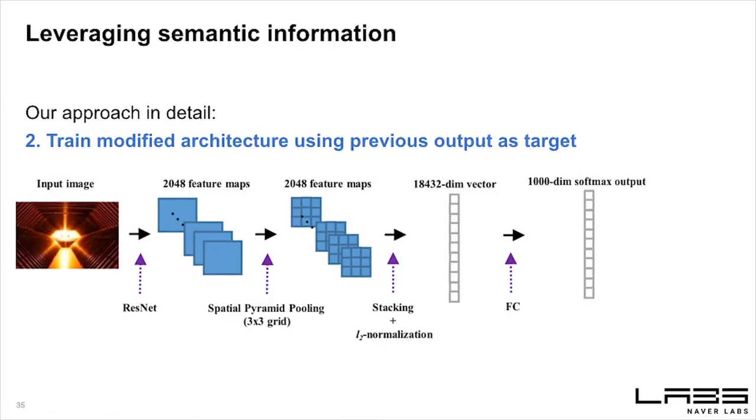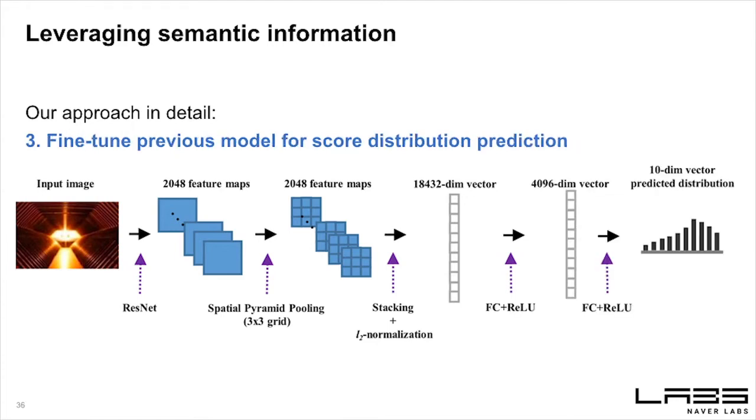So this is basically what I explained to you, but in graphical form. As I mentioned, you take input images, you get this 1,000-dimensional output, which uses softmax to get a distribution. So we train our network to solve this task, and then we also train it to solve our final aesthetic task, okay?